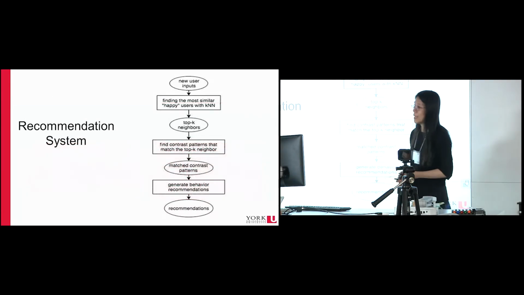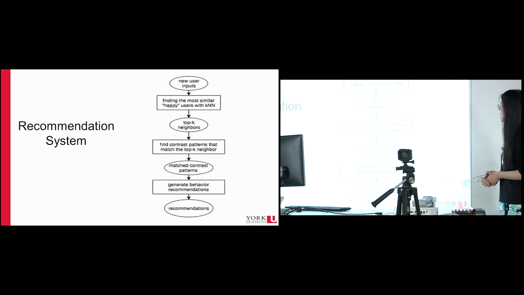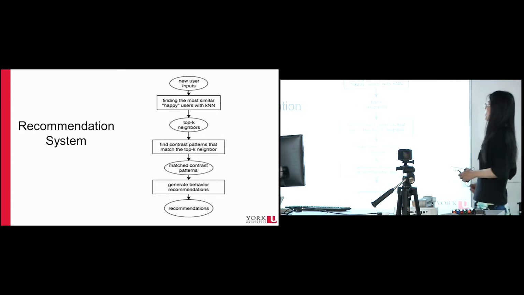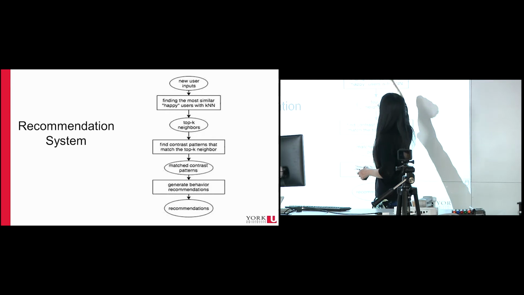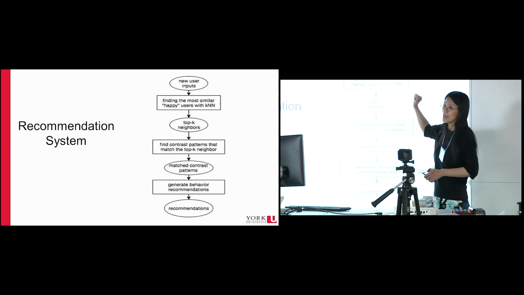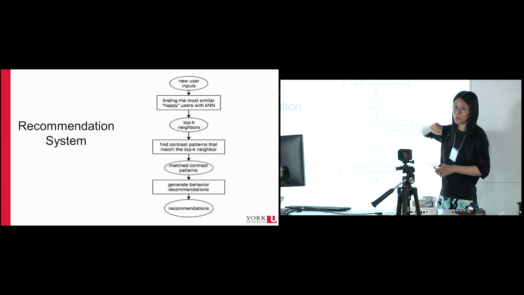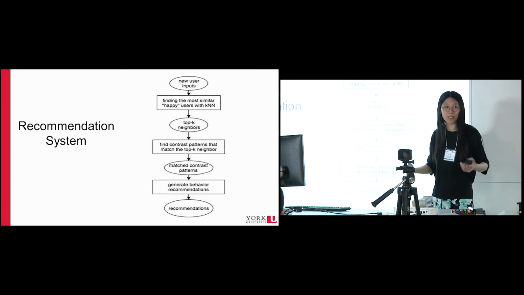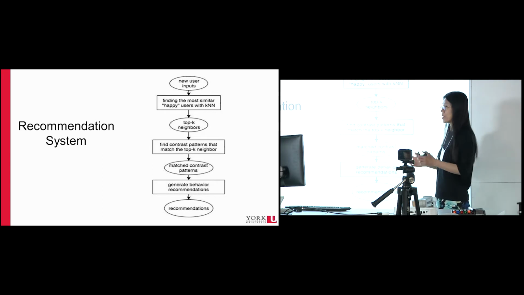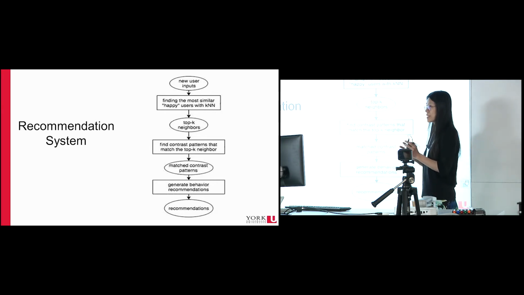Okay. And to build this recommender system, we already have a set of contrast patterns based on the whole data set. And then to make a recommendation, we ask the user to answer questions. We take the user input, and then we try to find the k nearest neighbors of this user. That means from the whole database, we try to find the most similar people in the database. And we try to customize the recommendation according to the k nearest neighbors, not a general recommendation for everybody.